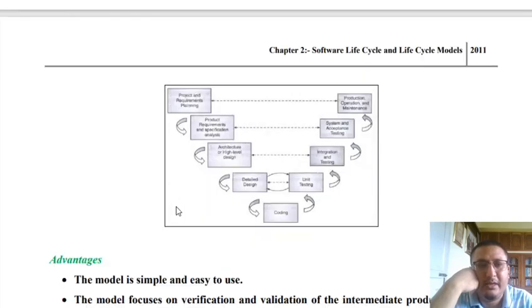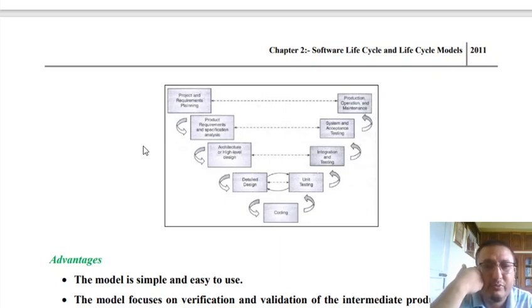Now just see. This is a very simple pictographical representation of the V-shaped model. The first phase in the V-shaped model is product and requirement planning, a phase where all the requirements are identified and resource allocation is done. This phase is allied with production, operation and maintenance, because during production, operation and maintenance, knowledge of the various requirements that are identified is required. So this is very important.